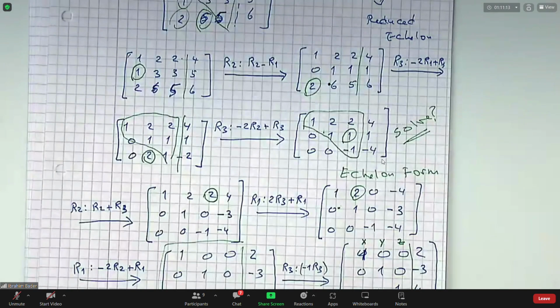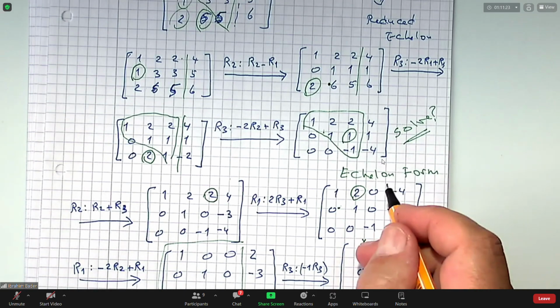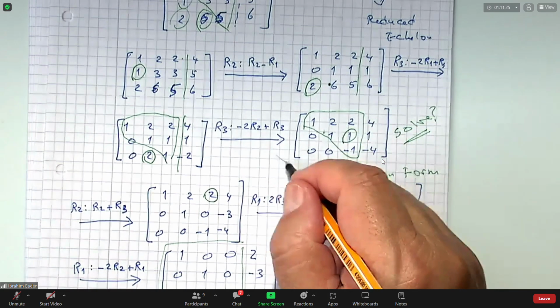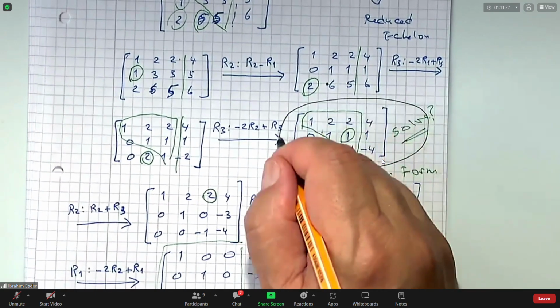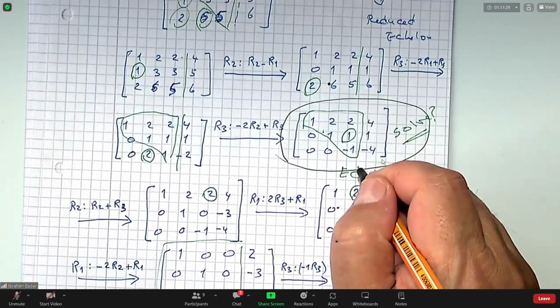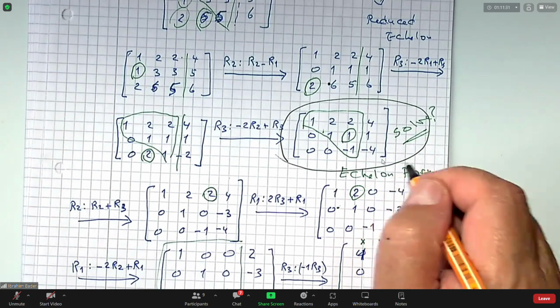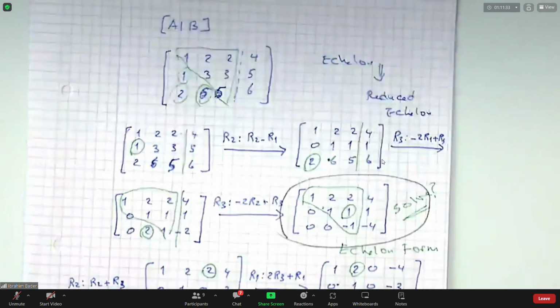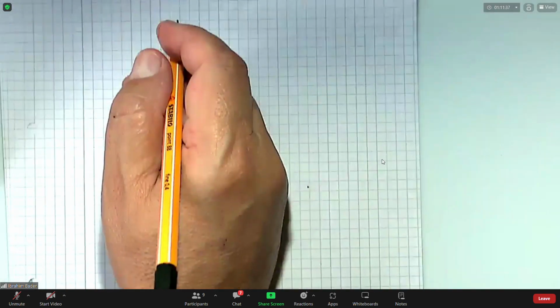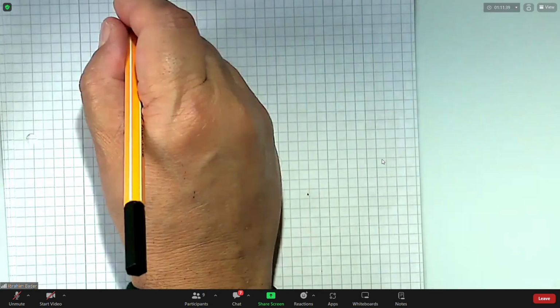Now, as you see here, you have two options. Let's see if we decide to stop here. Of course, we have the echelon form here. You can stop here and solve. If you stop at the echelon form, you need to do some calculations. Let's see whether we will be getting the same result. So I will just write it here.